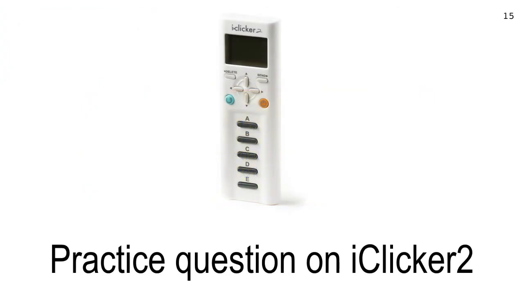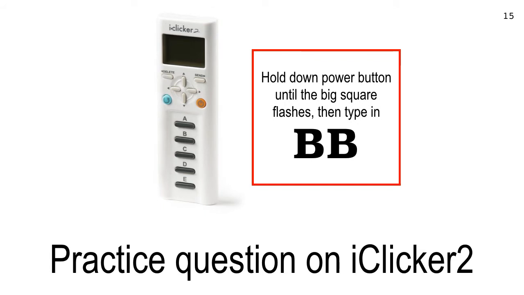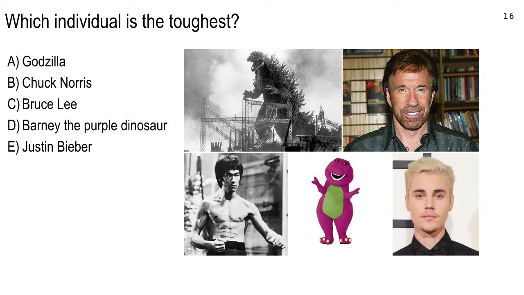Okay, practice question, iClicker 2, frequency BB. If it says ready, that means you're ready to click. Now that I've got your attention, I want you to think very carefully about the following question. This is just a practice question, so we're just screwing around. But type in A, B, C, D, or E, whichever one you think is the correct answer. Actually, I'll give you 30 seconds to finish thinking about it. And I want to see who's voting for me.